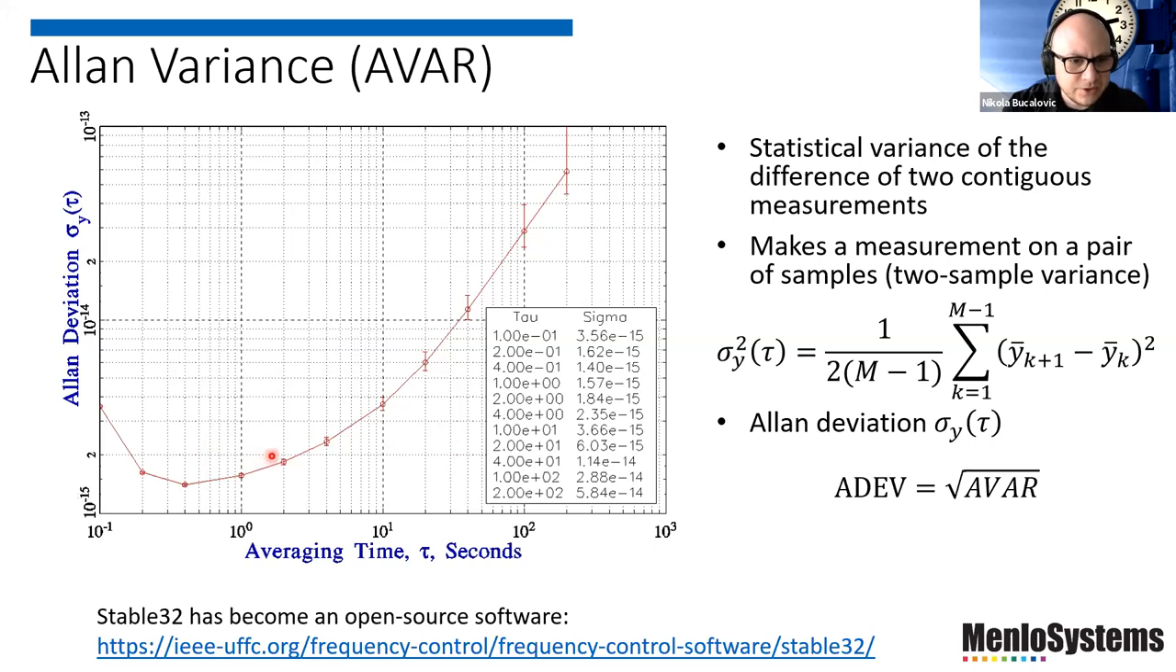In the community, it is important to know the performance of your clock at, for example, 1 second. And usually for us, because we make high-end oscillators, our performance is at the level of 10 to the minus 15 change at 1 second. So this means that the oscillators we produce are changing the frequency at the 15th decimal place of the fractional frequency.